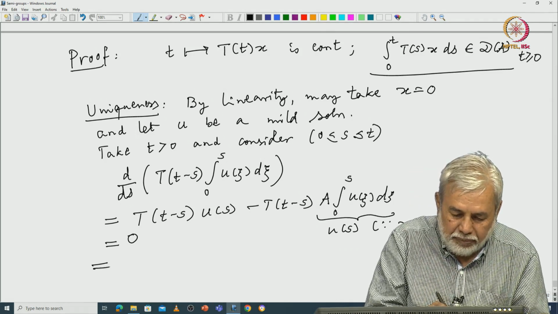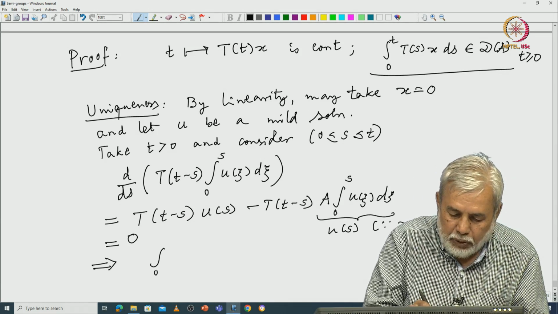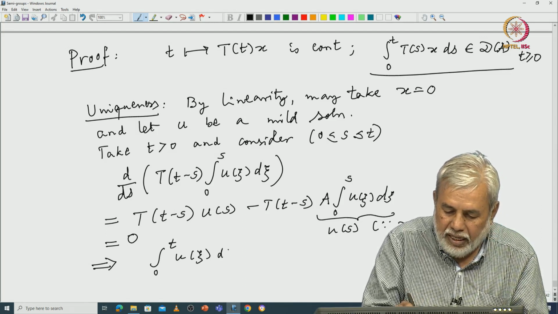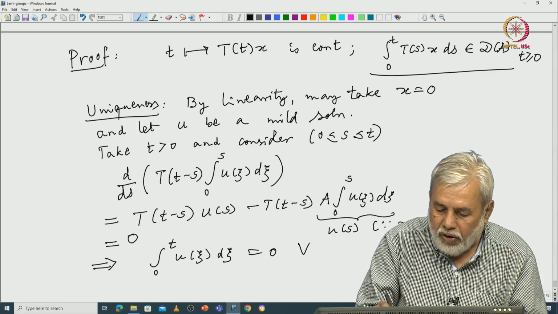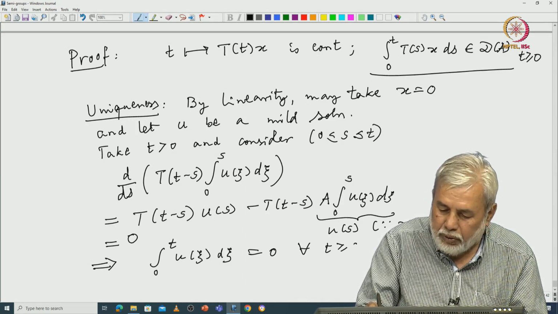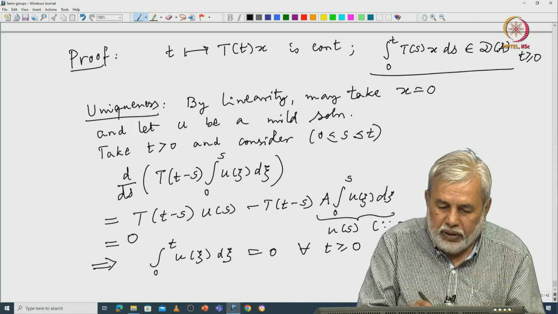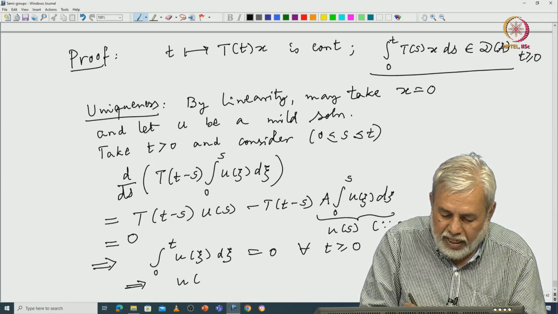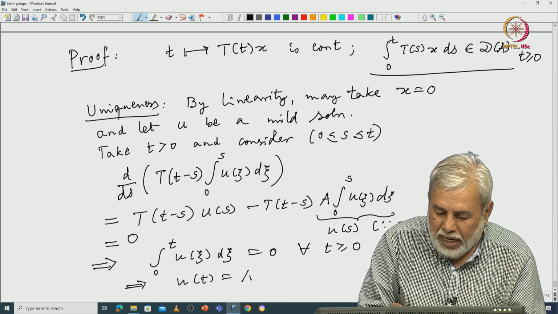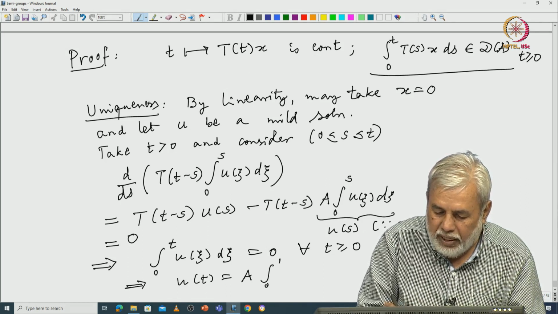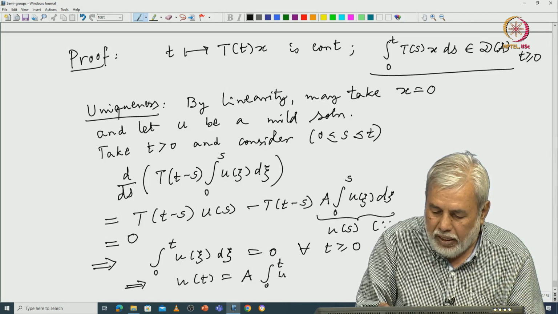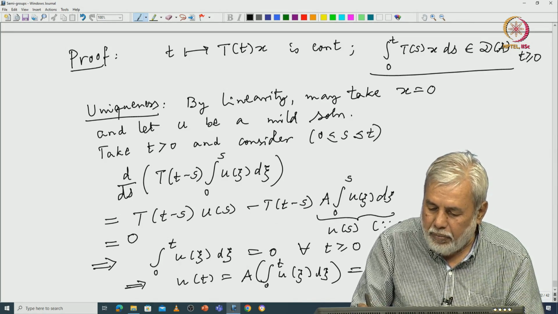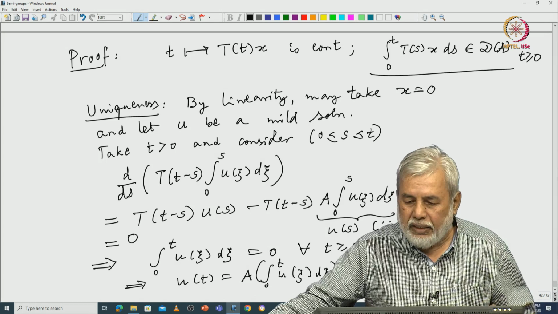So this implies this. Let me write that the integral from 0 to t of u(j) dj is 0 for all t bigger than or equal to 0. But again, you use the equation, so that implies u(t), because u is a mild solution, okay, so this integral from 0 to t of u(j) dj is 0, and that is 0. Okay, so that proves the uniqueness of the mild solution.